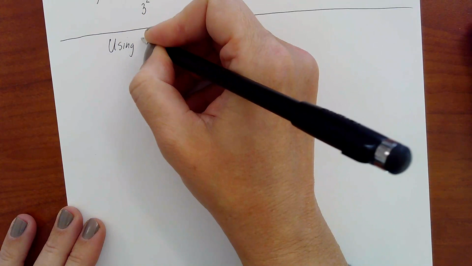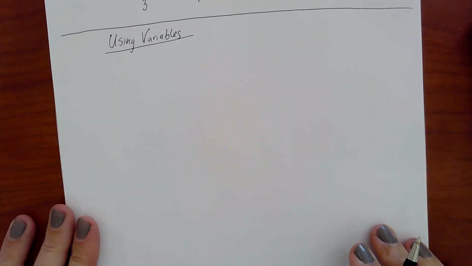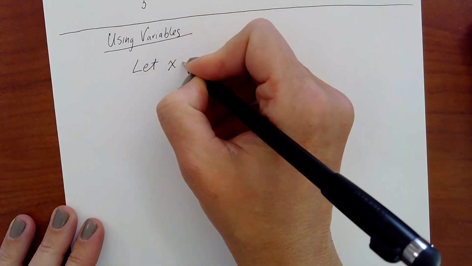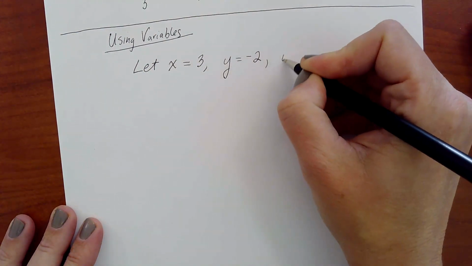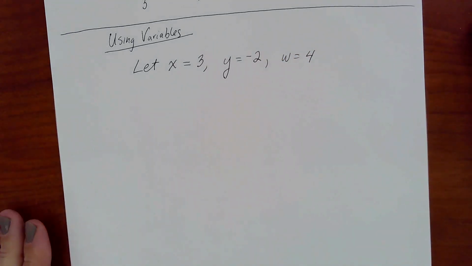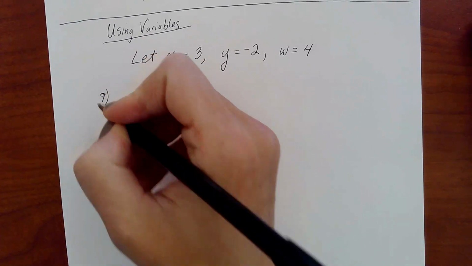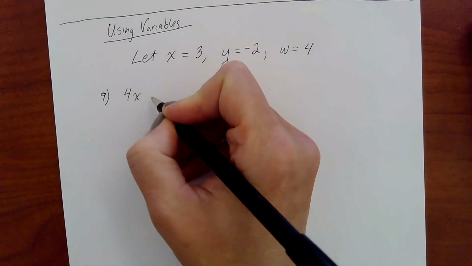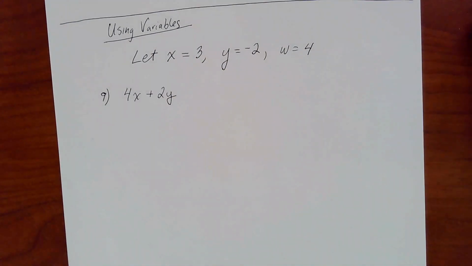when there's variables. So using variables. So when we get to class, the next class, we're going to practice things. I'm going to tell you what some of the variables are. So let's say let x equals 3, y is negative 2, and w is 4. Okay, then the problem I'm going to give you, what are we up to, 9, will look something like this. 4x plus 2y.